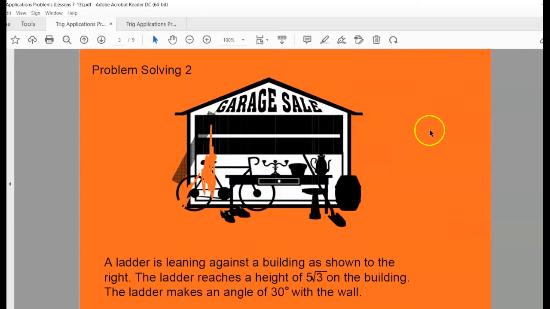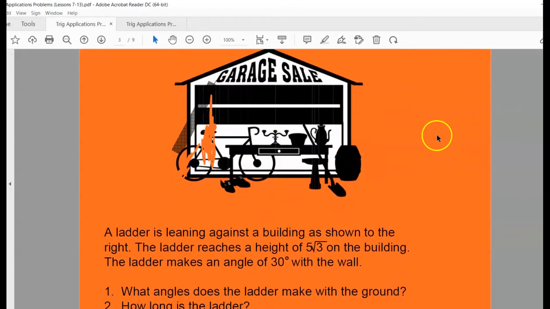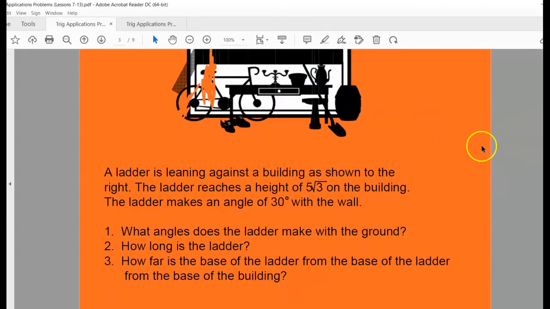So let's take a look at this slide. This is a very bad drawing, but let's read the question and we can redraw it. It says, a ladder is leaning against a building as shown to the right.